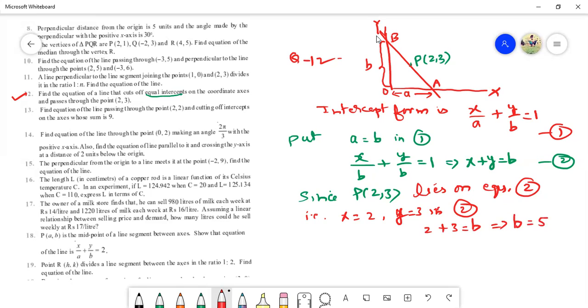Now a and b both are equal, therefore a is equal to b is equal to 5. Put in first, we get the required equation, or we can put in second also. b is equal to 5, same answer will come. x upon 5 plus y upon 5 is equal to 1, which is x plus y is equal to 5, the required equation.